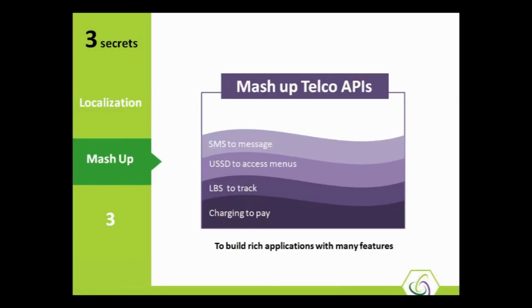The second secret is to mash up your application with Telco APIs. Why do you need to mash up with Telco APIs? Because you want to make your application rich with features. You have SMS, you have USSD facility, you have location-based service, and you have charging.